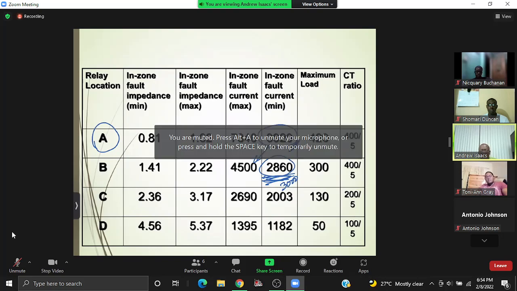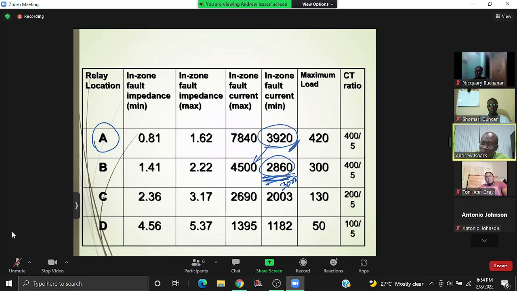Because it hasn't even seen its minimum fault yet. So, big deal. B is down there sweating, but who cares? So A must be set in such a way that it will respond, albeit slower. It must respond. Remember, I gave you that example, the fire trucks or fire stations. All of them see the fault, but only the one closest to the fault should extinguish the fire.